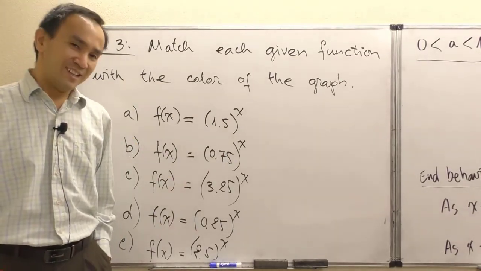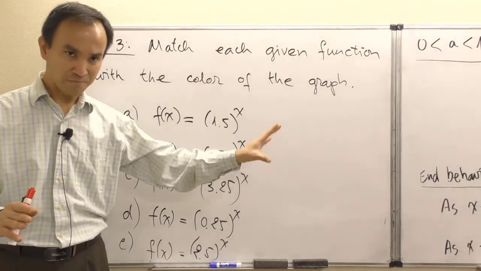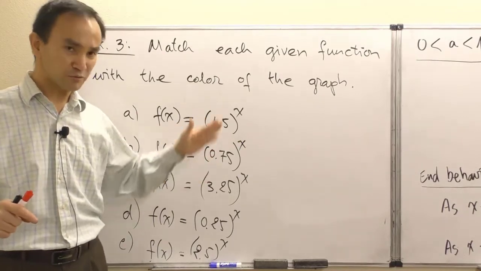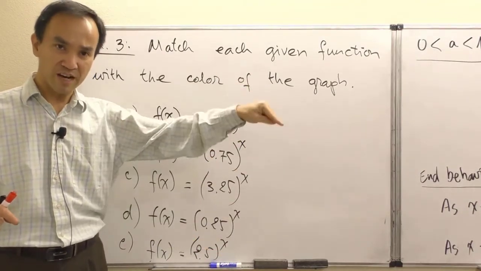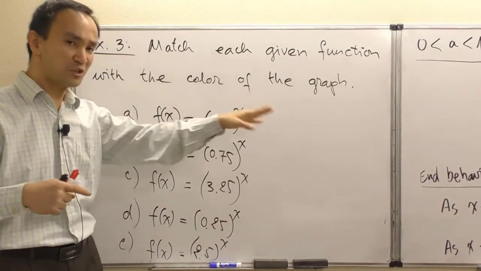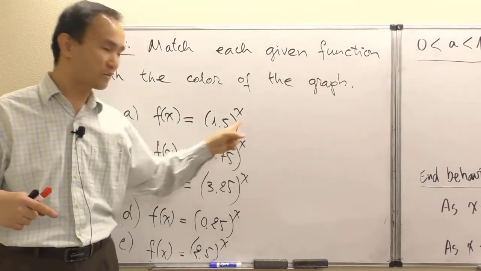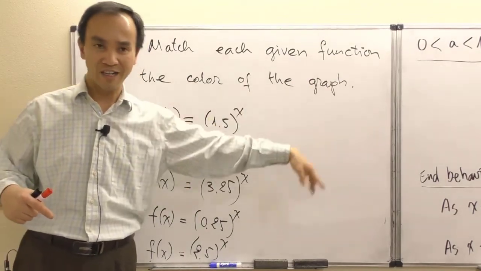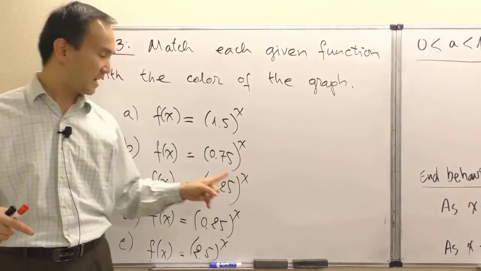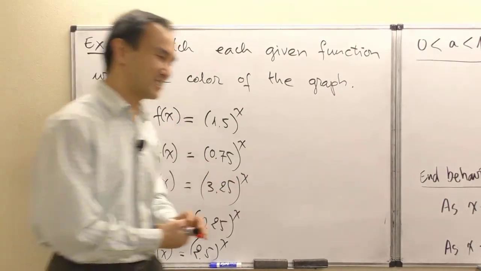That's all we need. Along the way, I'm going to put in a picture of 5 different graphs. They're all graphs of these functions, but each graph has a unique color. So we have to match which graph, whether in blue, in red, or in pink, is the graph for 1.5. Which one, the blue or the red or the black, is the graph for 0.75. That's what we need to match.